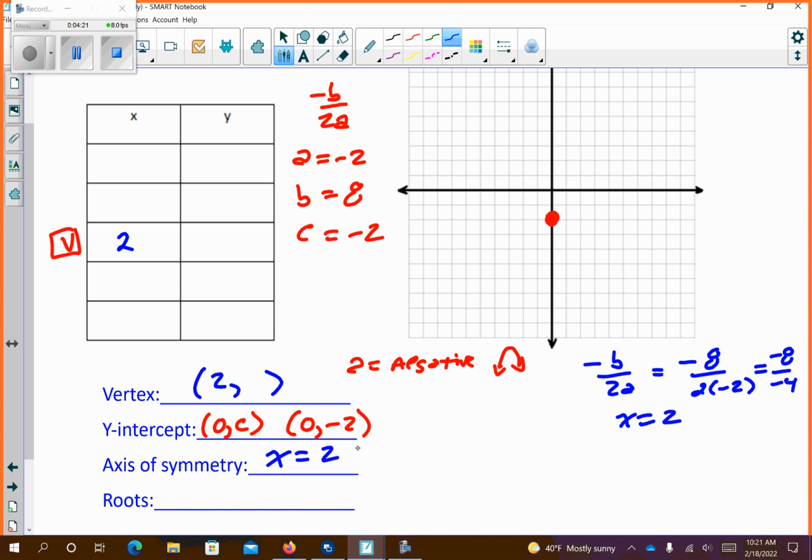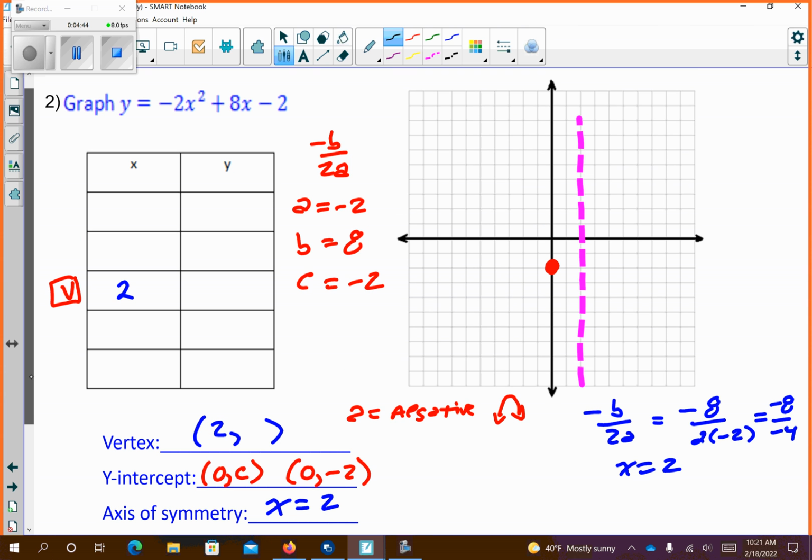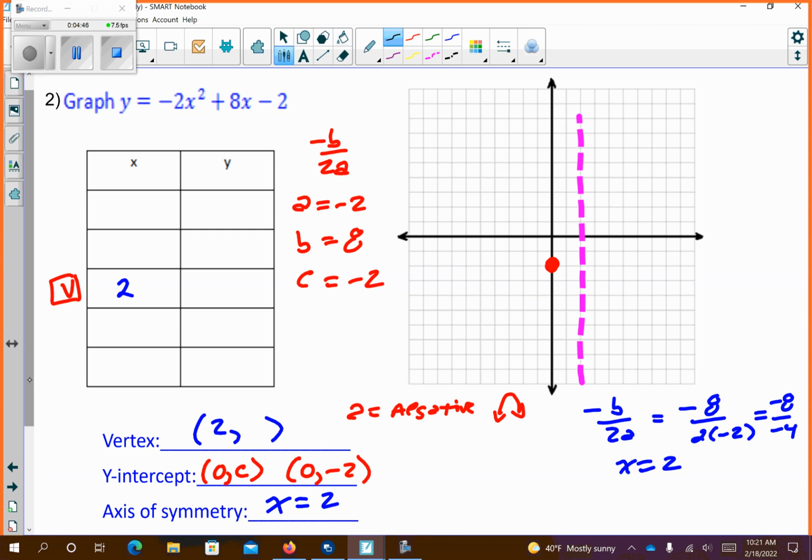So I'm going to go ahead and draw in our axis of symmetry. I'll do it with a dotted line. Remember, the axis of symmetry is always a vertical line. But that's basically the ins and outs of what we've done so far. Okay? So what did we say we had to do to get the rest of the vertex? What do we have to do to get the rest of our vertex?